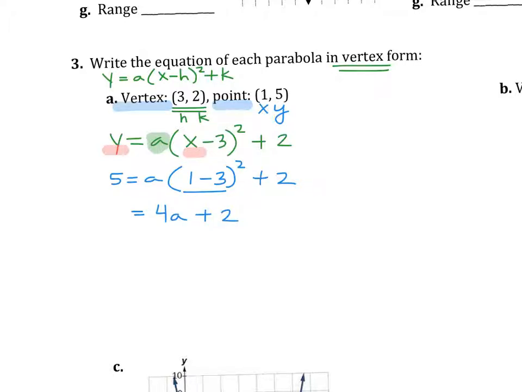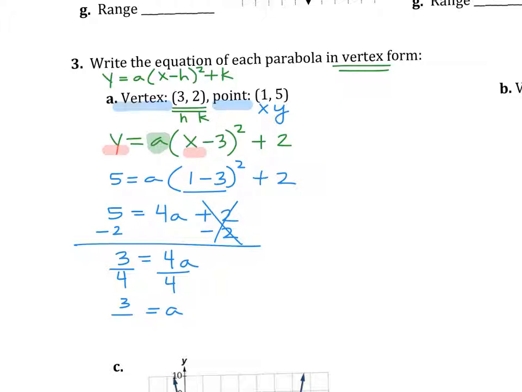Okay. So right now it looks like this. What do I do to solve for a? Yes, subtract 2. Take away 2, take away 2. Okay, so 4a equals 3. Then what? Divide by 4, right? If we're trying to isolate a. Okay, so here's the deal. A is 3/4. That's great.